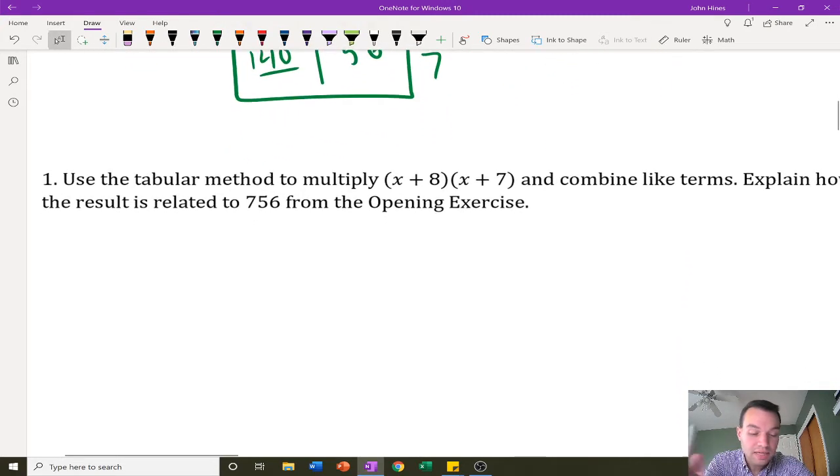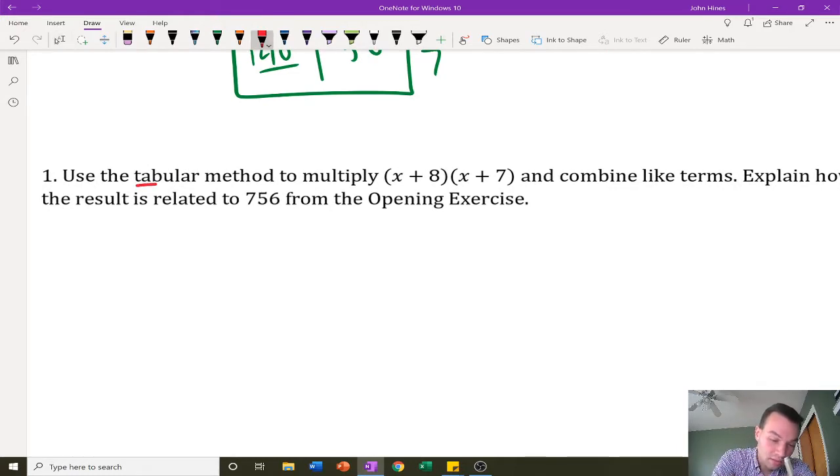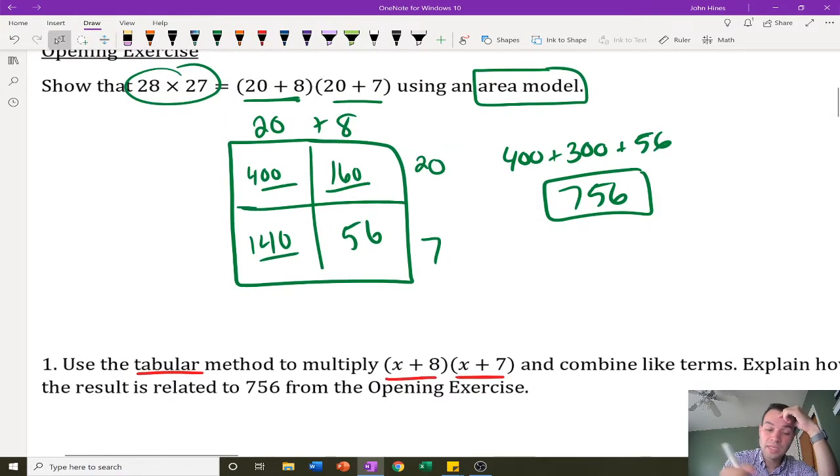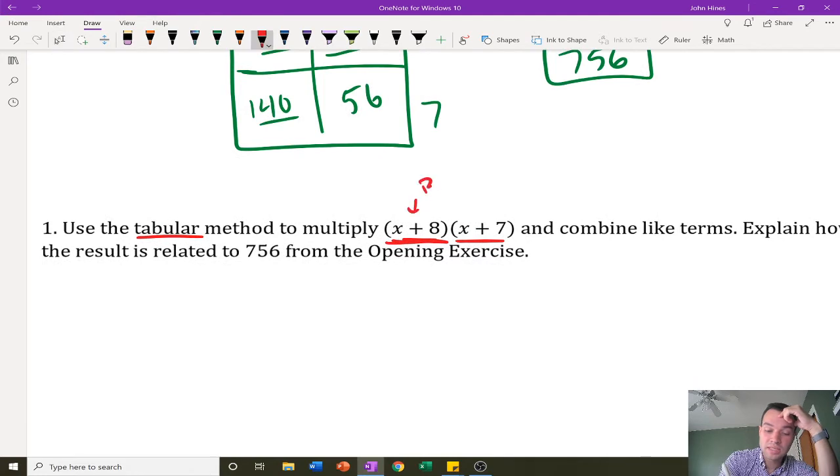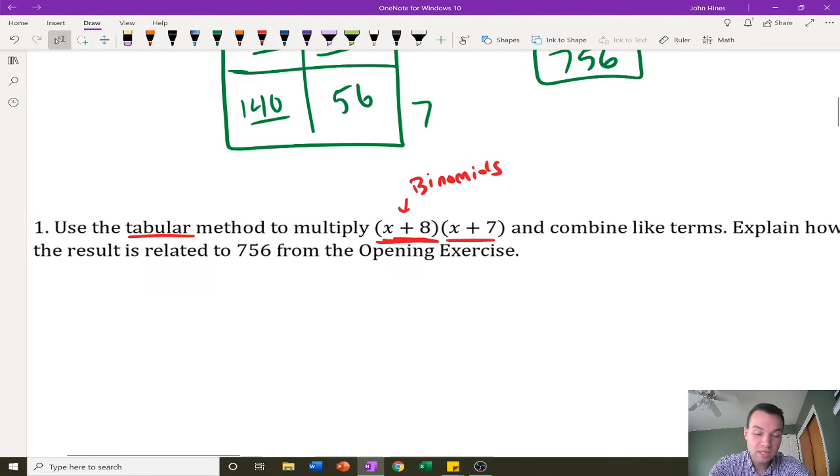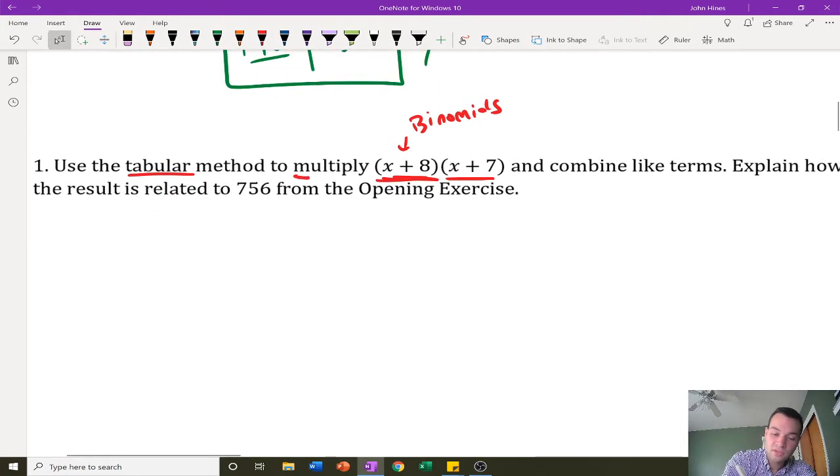So using the same idea, let's use the tabular method. The tabular method means use a table, find the area, it's the same thing as the area method, to multiply x plus 8 times x plus 7. So I'm not using integers anymore, I'm using polynomials. These in this case are called binomials because there's two terms. And explain how this, okay, we'll get there later. Let's first find the product.